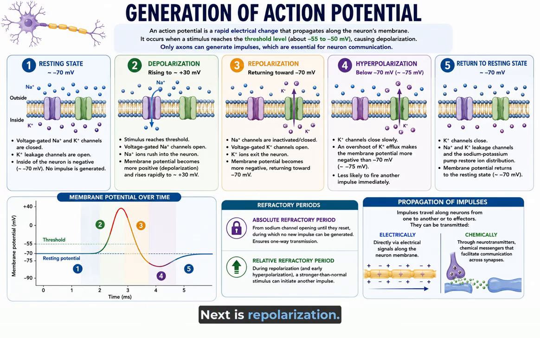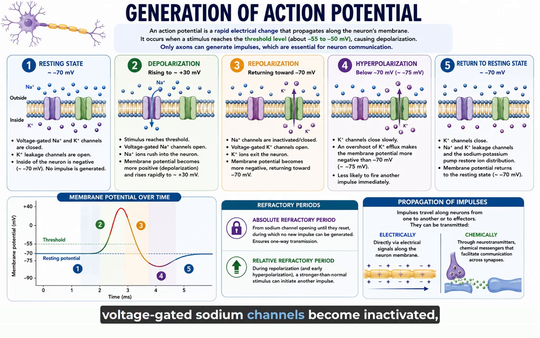Next is repolarization. At the peak of the action potential, voltage-gated sodium channels become inactivated, stopping the inward movement of sodium. Voltage-gated potassium channels open, allowing potassium ions to move out of the neuron. As positive potassium ions leave the cell, the inside of the membrane becomes negative again.